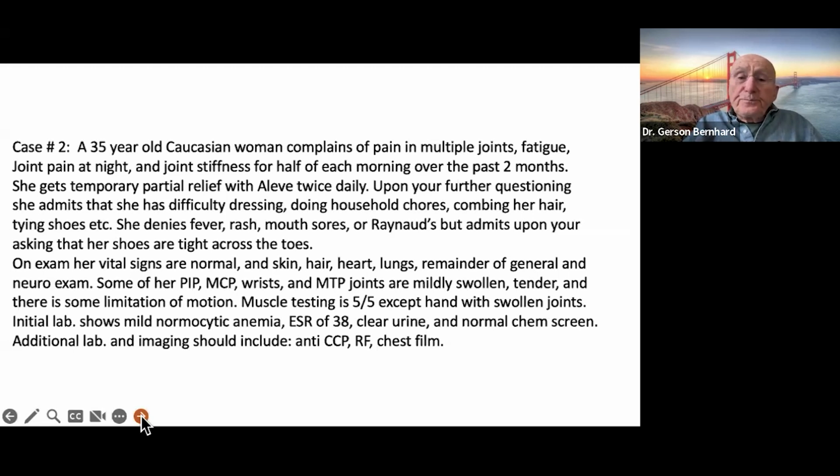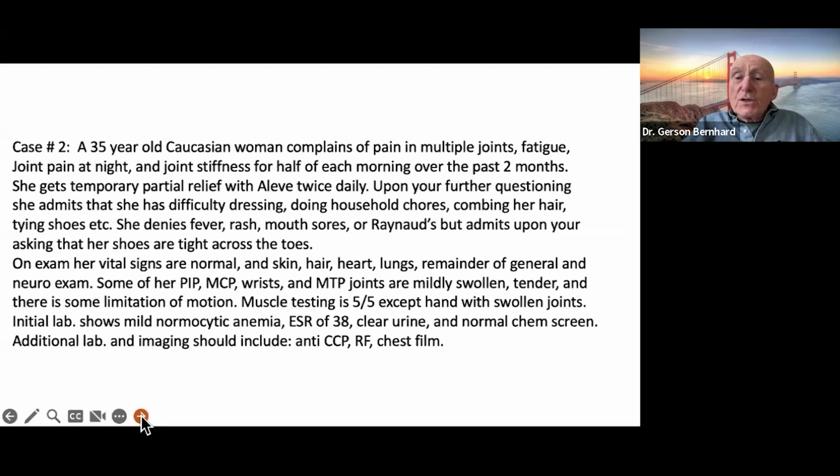And if you ask her specifically, yeah, now it's getting difficult to get dressed, difficult to do her household chores, doing simple things like tying shoes. And if you specifically ask about things like fever, rash, mouth sores, evidence, in other words, of a more diffuse connective tissue disease like lupus or one of the lupus variants, she denies that. No, she doesn't have those things.